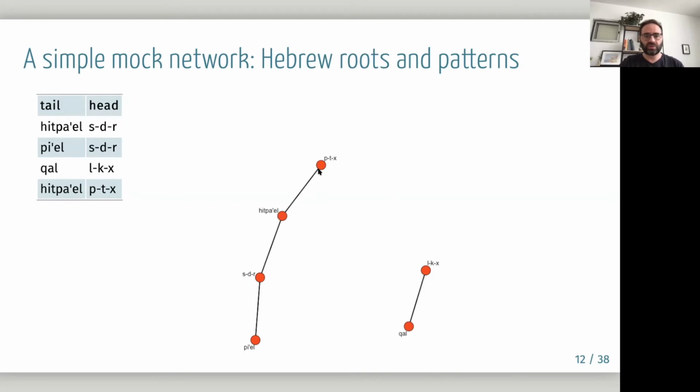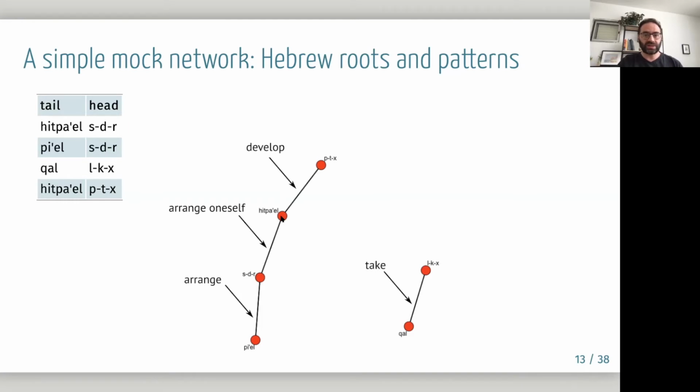So here the root PTH is linked to the pattern hitpael. And this same pattern, hitpael, is linked to the root sedere. And the root sedere is in turn linked to a pattern PL. Each link, in fact, creates a word form, a verb. So PTH and hitpael is hitpateach, which means develop.